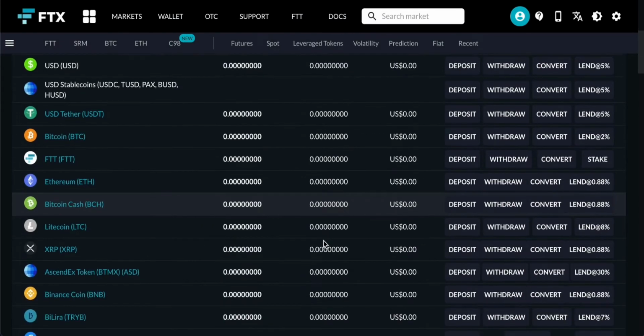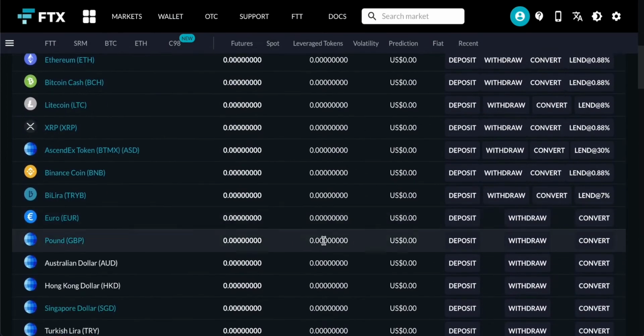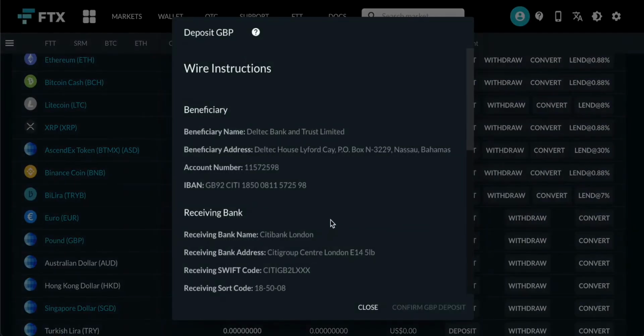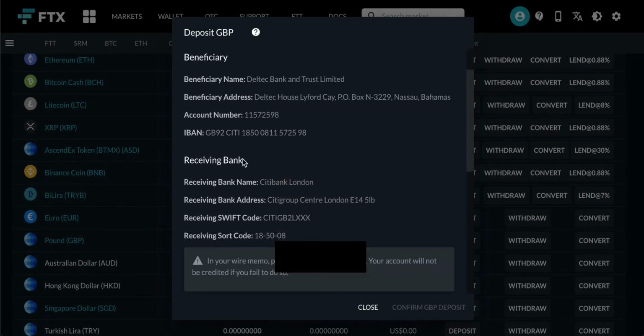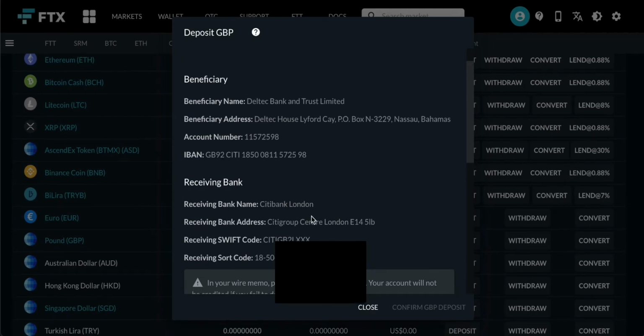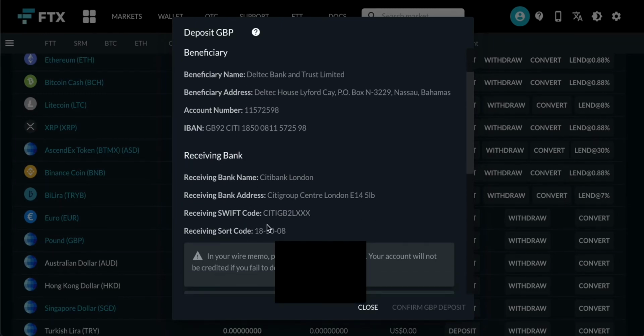Just to show you how this would work with something like sterling or euros as well. If you come to deposit, you can just see a wire instruction here. And yes, you will have to use the receiving bank again. So Citibank in London, use this information. You've got the SWIFT and sort code here to put in.